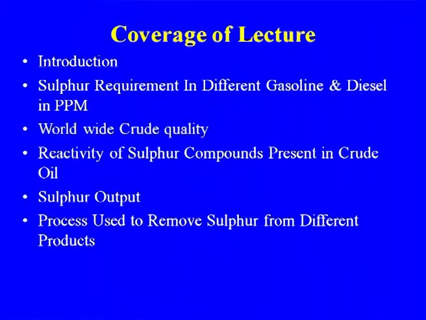So that is also the second driving force, apart from the sulphur requirement in gasoline and diesel. Worldwide crude oil quality, because the crude oil quality is varying. Earlier we used to get sweet, low sulphur crude, but now with the coming of heavier crude, the sulphur content is increasing. Even the crude which we have got in Rajasthan is high TAN crude with high sulphur.